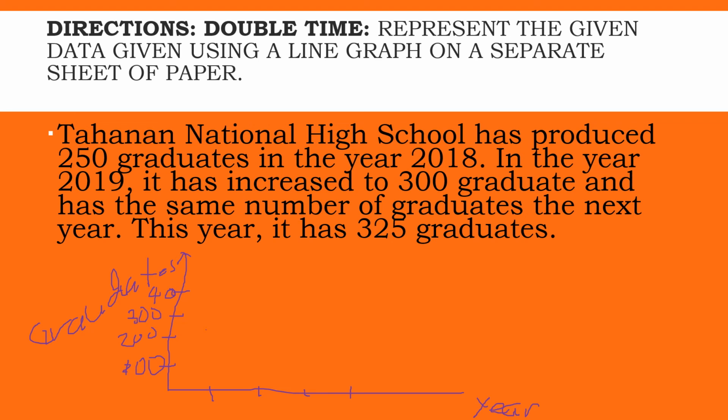So dito, and then followed by 300, and it's still the same on the next year. And this year you have 325. So pagdugtungin lang ito, no? Yan. So that's the line graph. That's how we made a line graph.